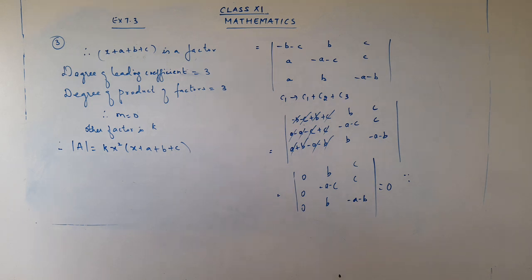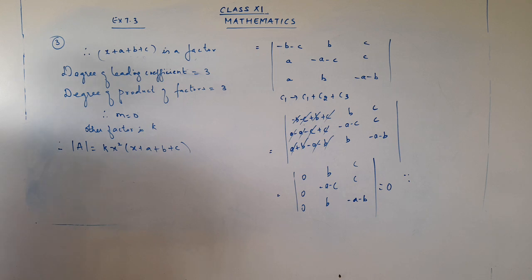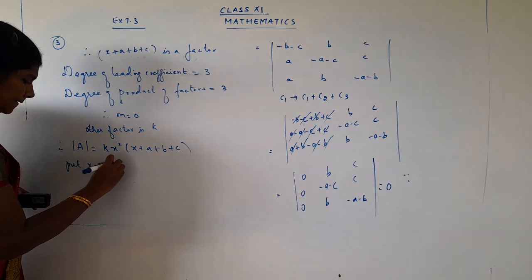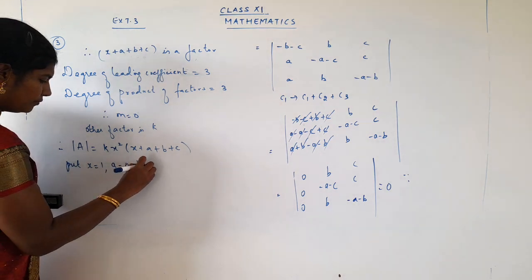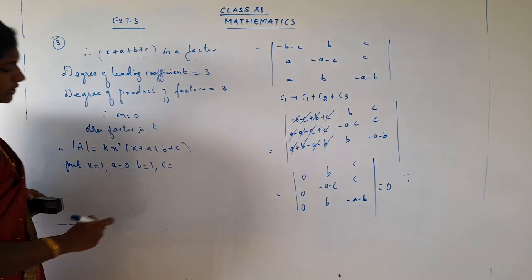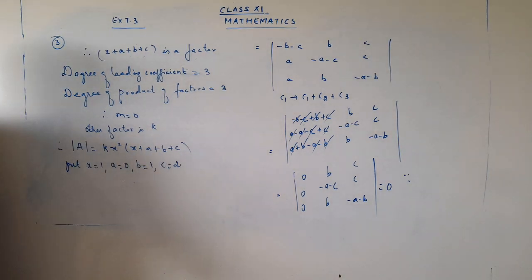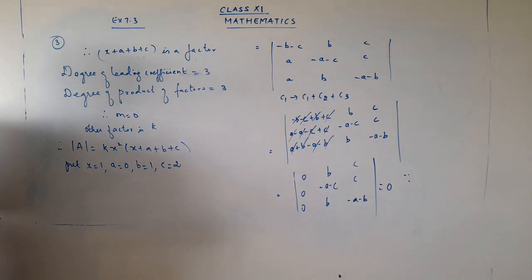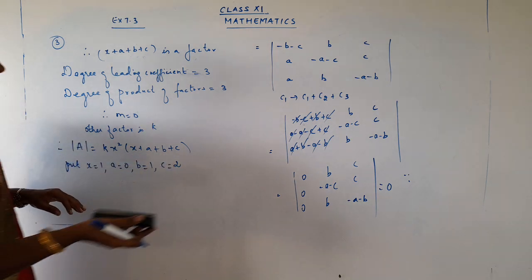So I have to substitute some values for x, a, b, c so that I can get the value for k. Write down, put x is equal to 1, a is equal to 0, b is equal to 1 and c is equal to 2. This is just our assumption. I have to substitute the values, so I am going to put these values in the determinant and in the right hand side.